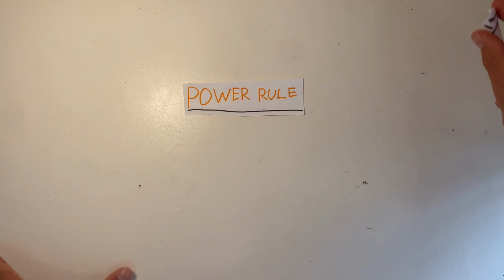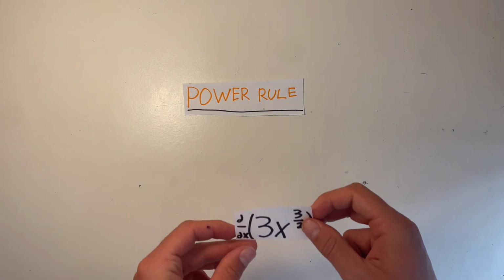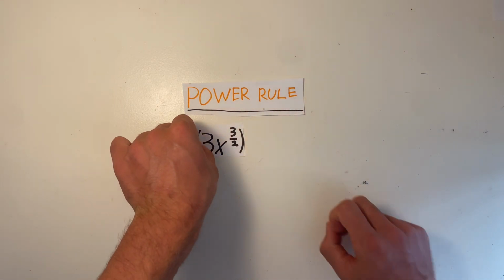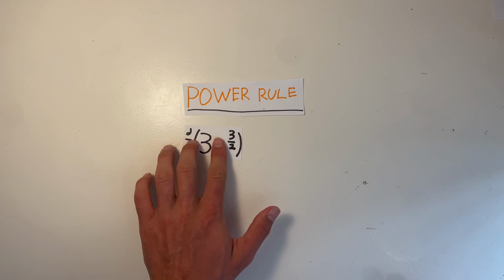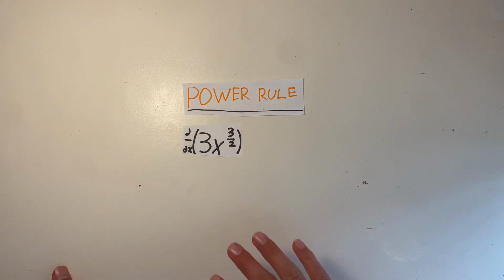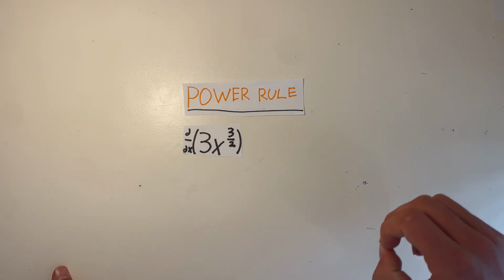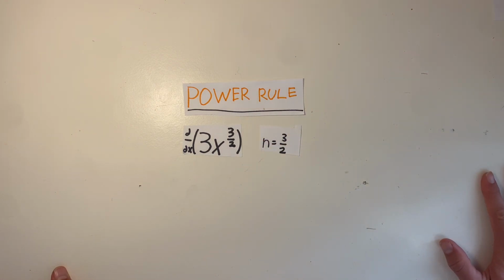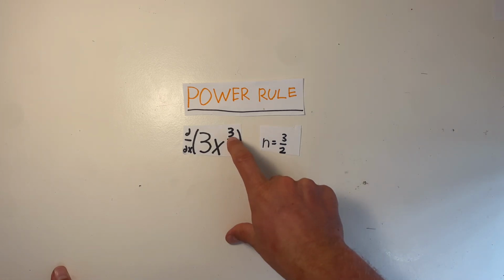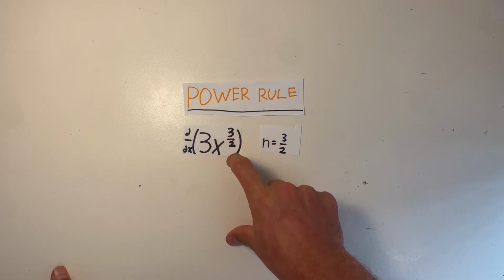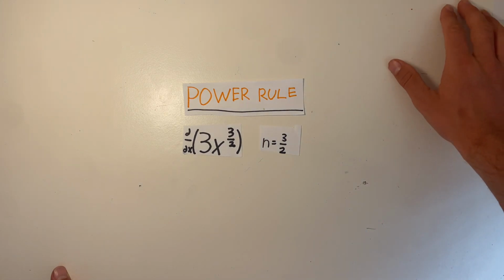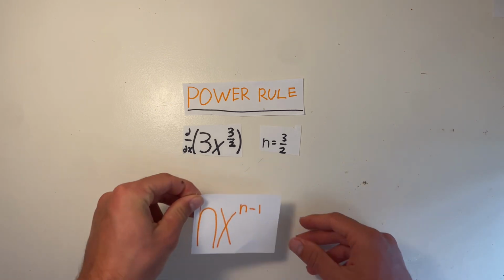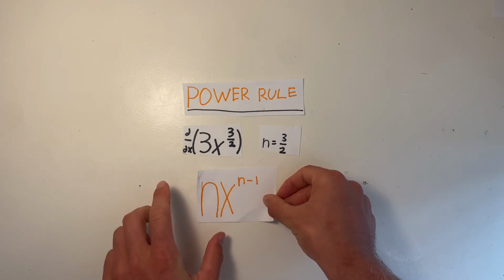Let's take the derivative of something that looks a little more complicated, but I don't want you to freak out. 3x to the 3/2 power. Okay, so this is a fractional exponent, but our rule works exactly the same. n equals 3/2, right? So that's our numerical exponent. n is 3/2. So we're going to use our rule, n times x to the n minus 1, remember?